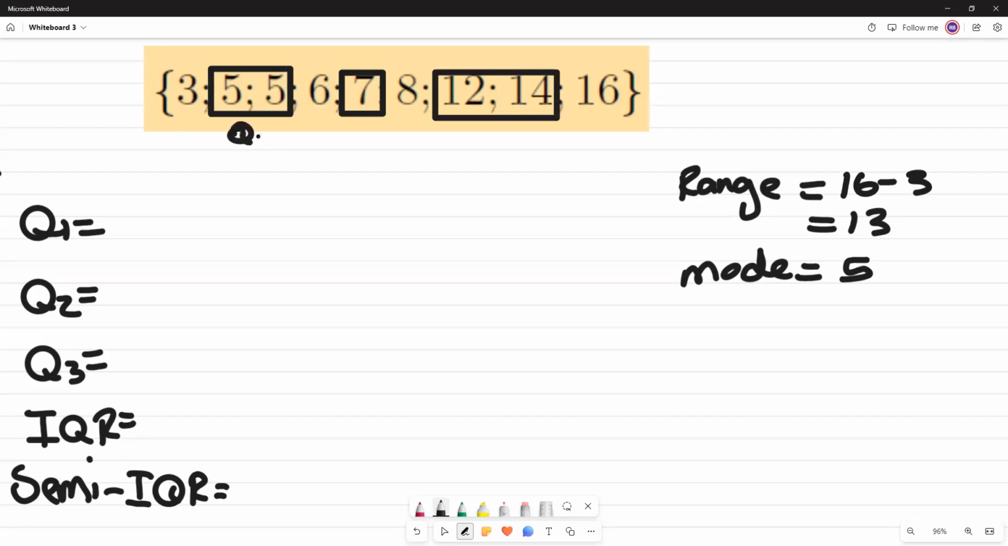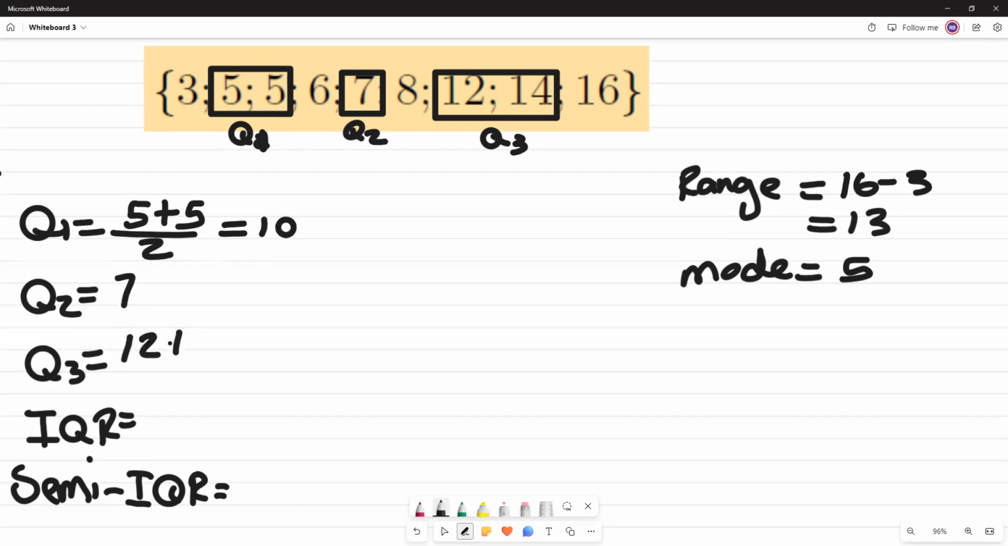So this will be your Q1, sorry, Q2, and then Q3. We can see that Q1 is 5 plus 5 over 2, which is 5. Then we can see that Q2 is 7. You can see that Q3 is 12 plus 14 over 2, which is 26 over 2, which is 13, right?